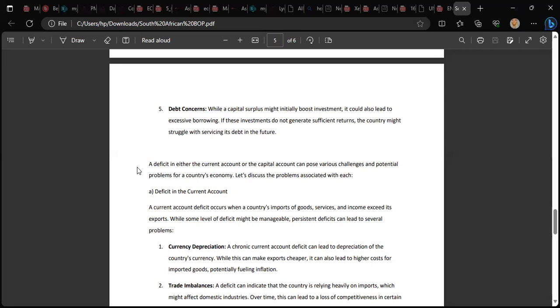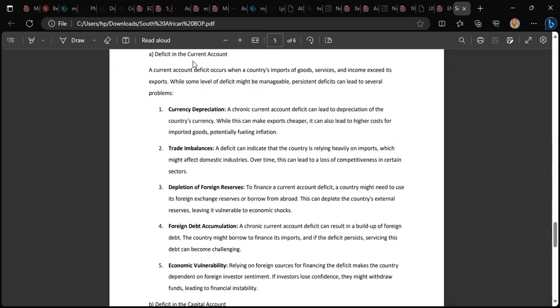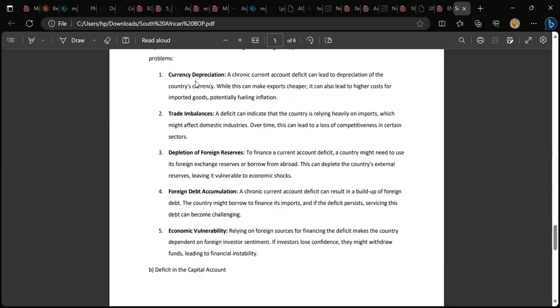Problem number two, we could have a deficit. So a deficit is pretty much the opposite of what we were talking about there. Current account deficit. This is actually where we are, where our imports exceed our exports. So this is right where we are. What's the effect of that? Currency depreciation. So it's the opposite of that now. So a chronic current account deficit.